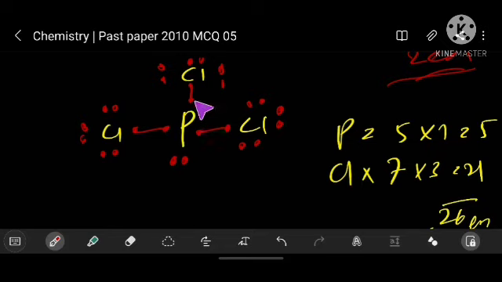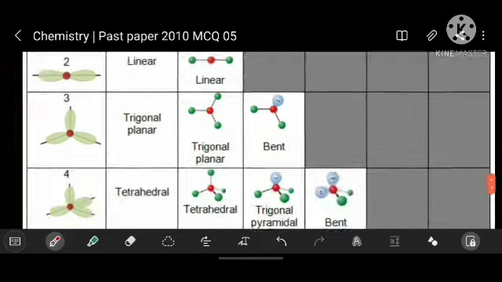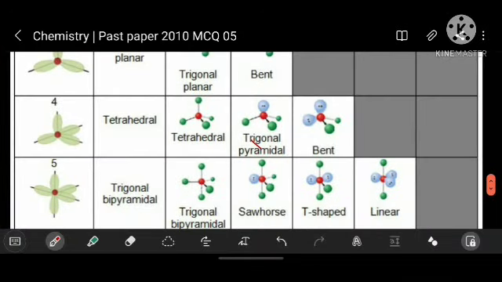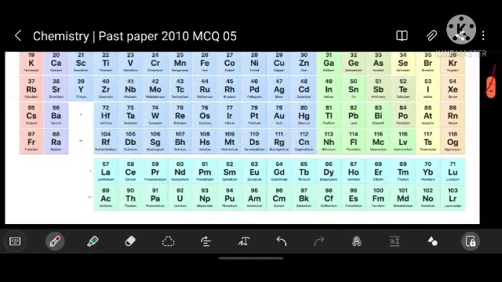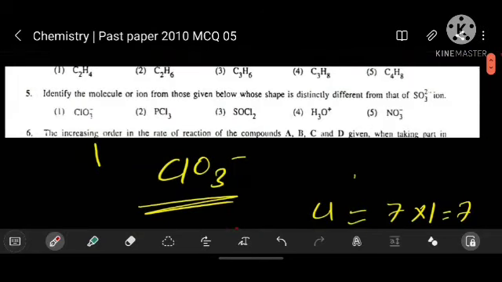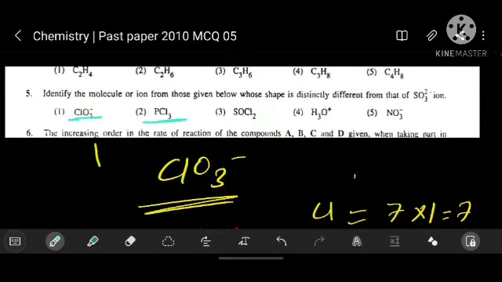So phosphorus has four repulsive units. Okay, one is the lone pair. It is the same as this, four repulsive units and one lone pair. So this is for one lone pair, trigonal bipyramidal, same as SO3 2 minus. This is also the same.